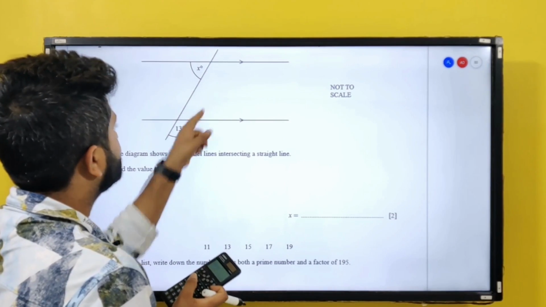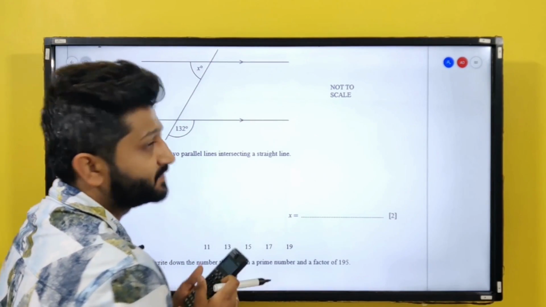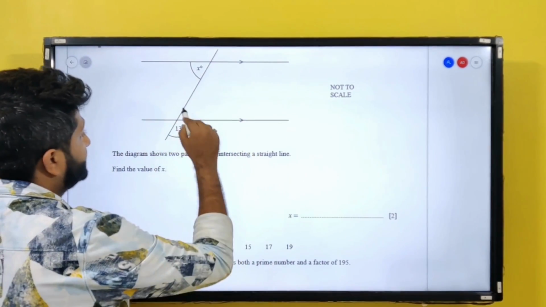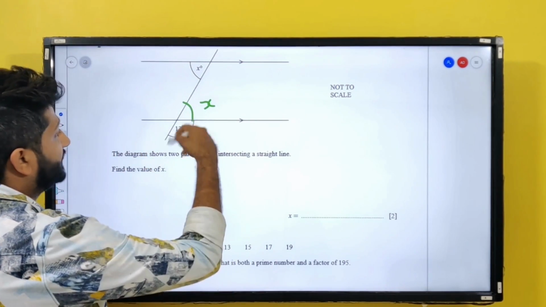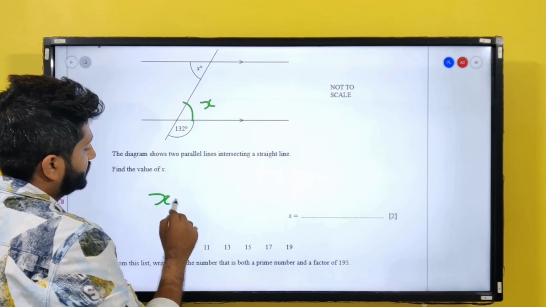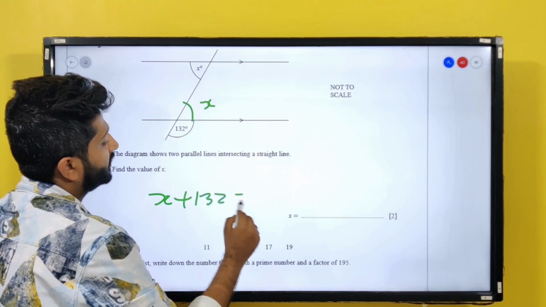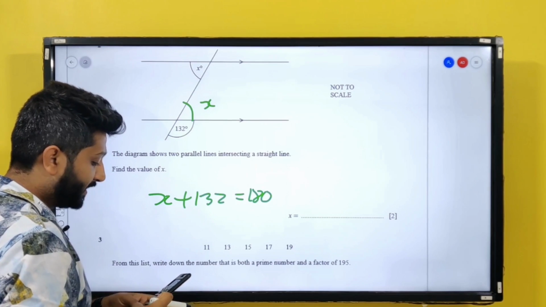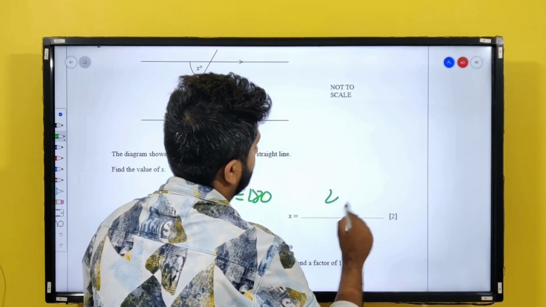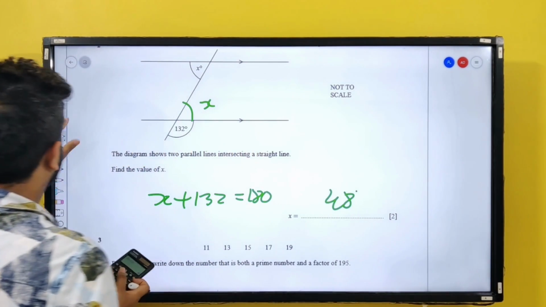Next, the diagram shows two parallel lines intersecting a straight line. So these are my parallel lines and this is my transversal. I am supposed to find x. If this is x, this is also going to be x, alternate angles, and this is a straight line. So x plus 132 equals 180. Therefore my x is going to be 180 minus 132, which is 48 degrees.